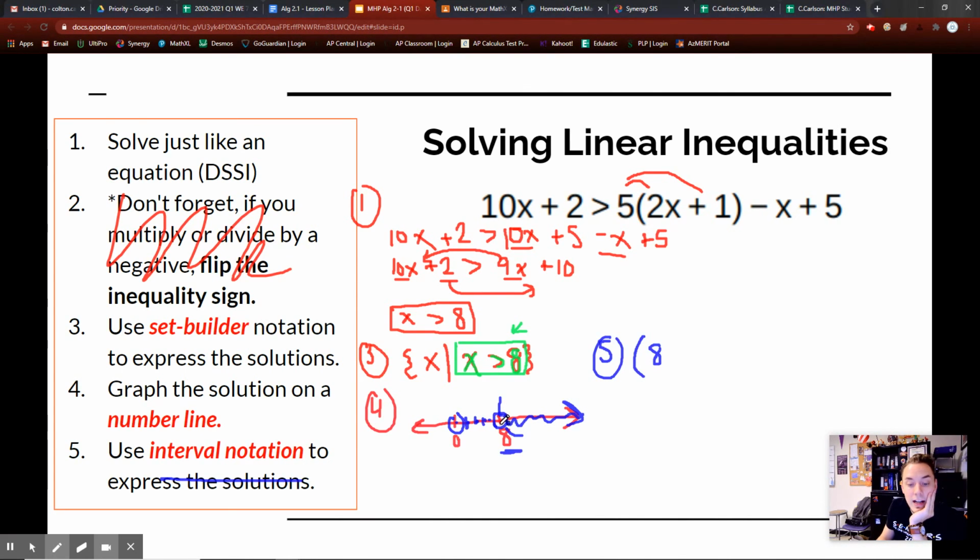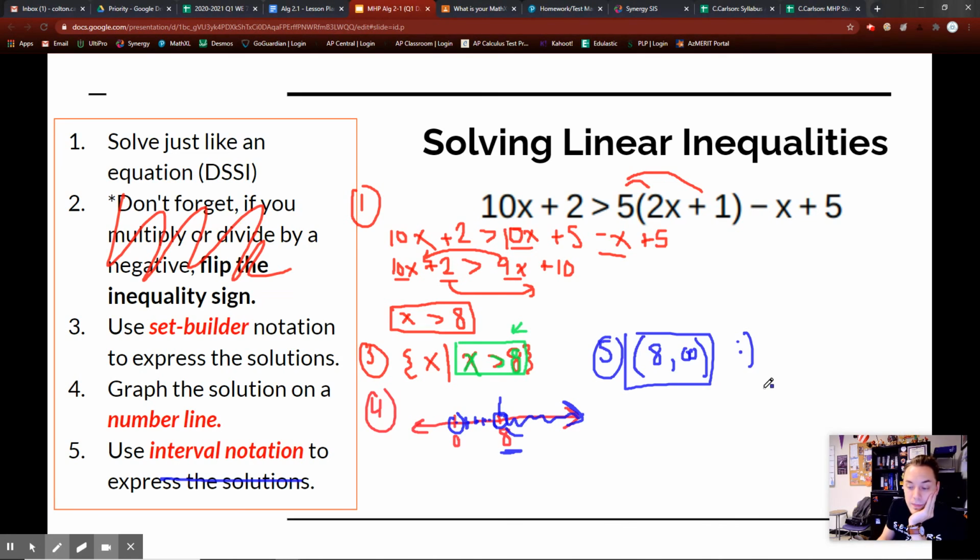If this was a closed dot and I could actually circle it in, if that was equal to, I would put a bracket. Since it's not a closed dot, I will be putting a parentheses here because it's just greater than. The comma means going to. So 8, look at our number line, 8, going to what? Read math left to right. We read it left to right. Starts here. Where does it head to? Positive infinity. Boom, done. That's what it looks like.